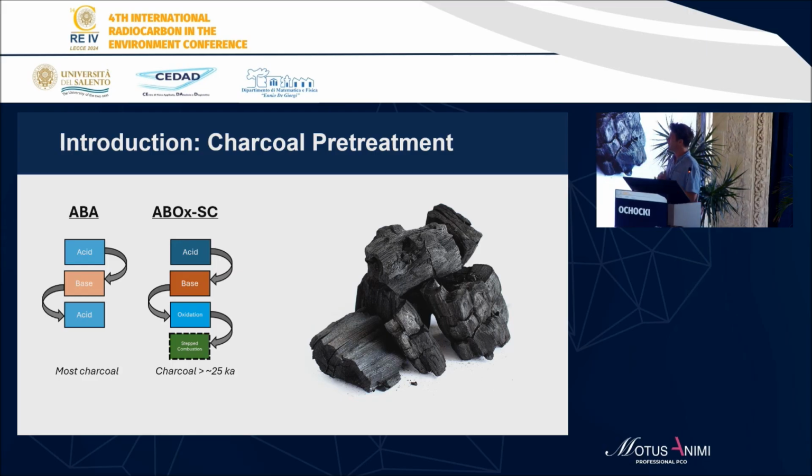On the left is ABA, so acid-base-acid wash. The first acid wash is to remove carbonates, sediment-derived carbonates. The base wash then targets loosely bound organic compounds, we might call humics. And then the final acid wash is intended to remove any CO2 absorbed during the previous base step. This is probably all very familiar, but I thought I'd cover it anyway.